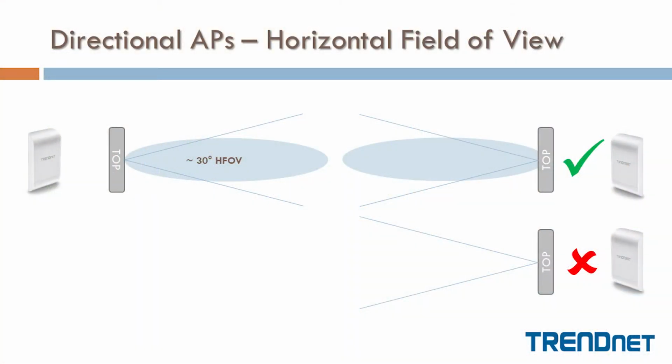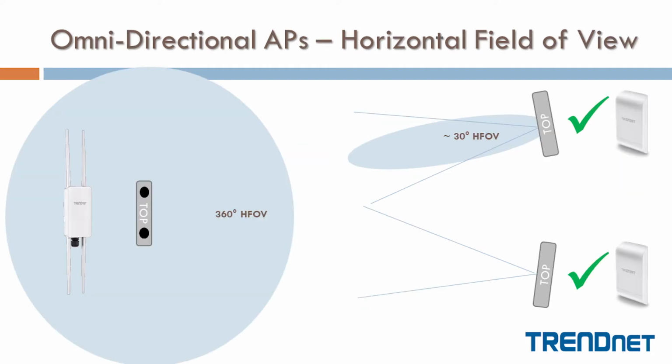So here's a quick diagram to show you what I mean with that 30-degree horizontal field of view. These are the directional access points, and where the gray rectangle is, it says top. We're at the top of the access point looking down, and that's your 30-degree horizontal. You'll see the top 2 units are within the 30 degrees of each other, so they have a good signal, and the unit at the bottom right is outside of the 30 degrees from the unit on the left, so it's not going to have a good signal at all. So if we needed an application where we had this type of layout, we would look at an omnidirectional.